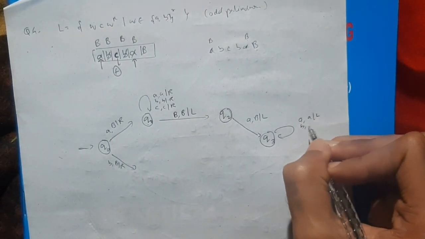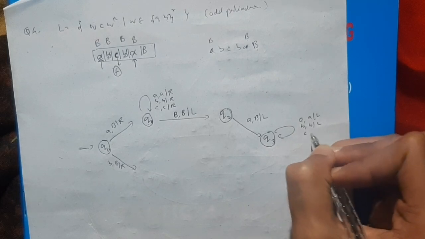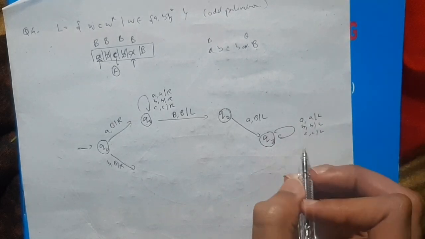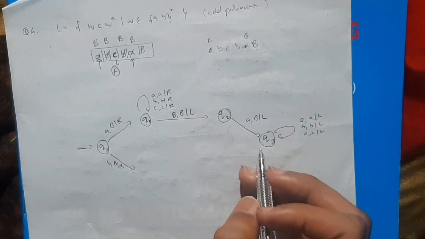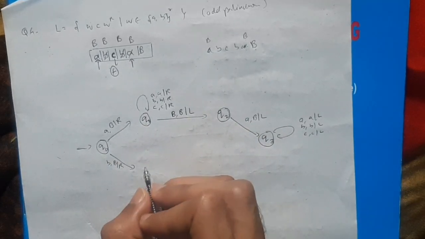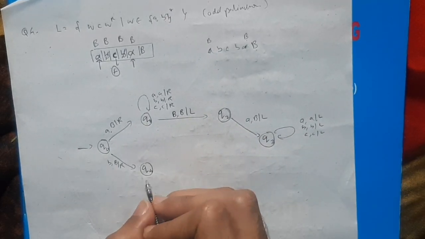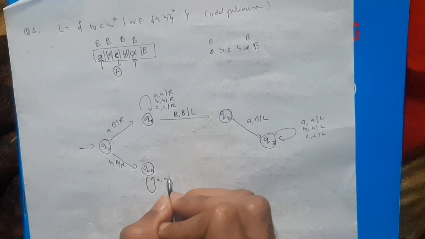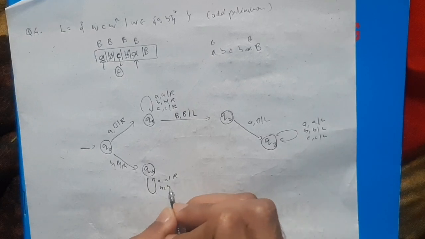We are moving left side, so we have to write here L and L. Okay, we have written this for the A transition. Same thing goes for B also. Let's write here for Q4. Here I'll ignore the n number of A's and B's as well as C's.